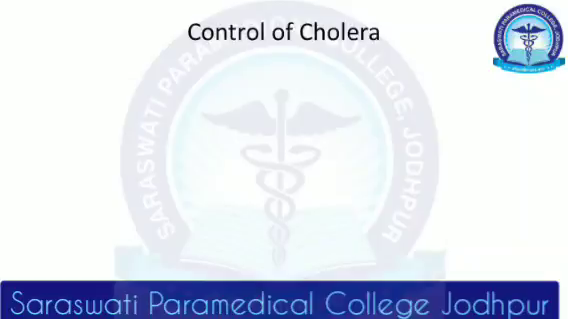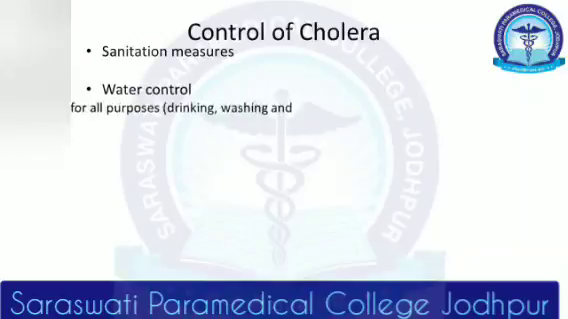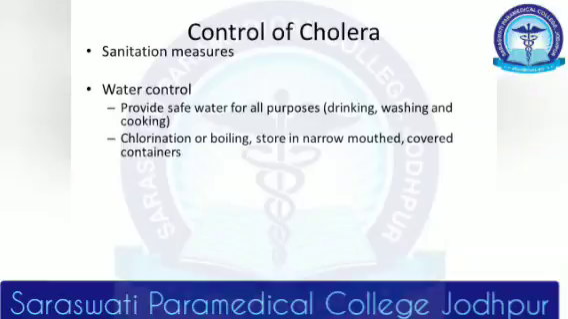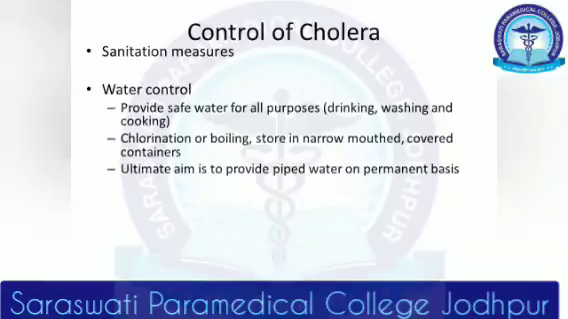In addition to the early treatment and investigation of the outbreak, for further control of the outbreak, we should take sanitation measures to provide safe water for all purposes: drinking, washing, and cooking. This can be done by chlorination of the water or boiling, with the water stored in narrow mouth covered containers. But the ultimate aim is to provide piped water on a permanent basis to all the communities.